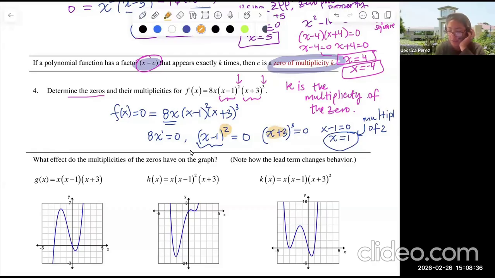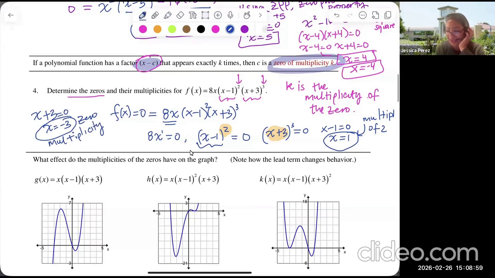Now, if we have x plus 3, we have to first find the zero of x plus 3. So we have x plus 3, set that equal to 0. That gives me x equal negative 3. So x equal negative 3, that's the zero. And the multiplicity is going to be 3. Why is the multiplicity 3? The multiplicity will be 3 because the exponent is 3.